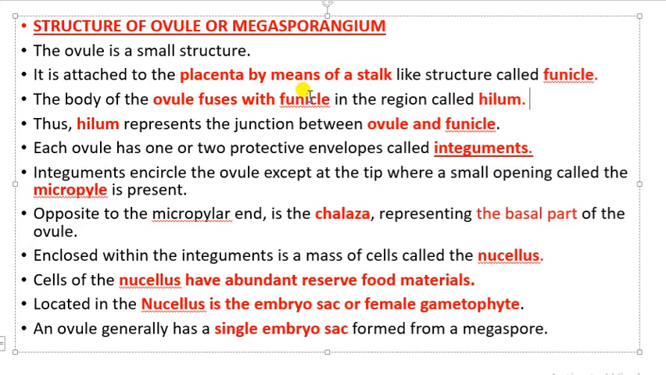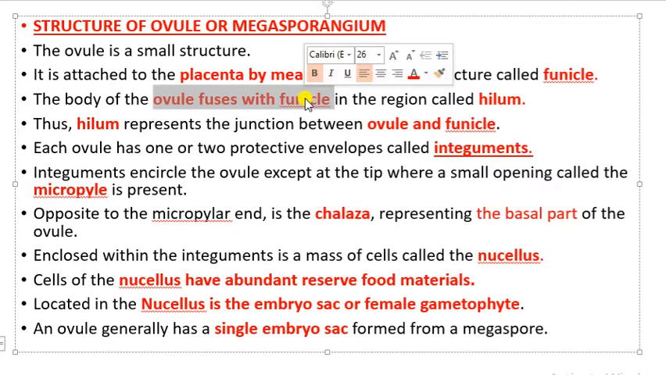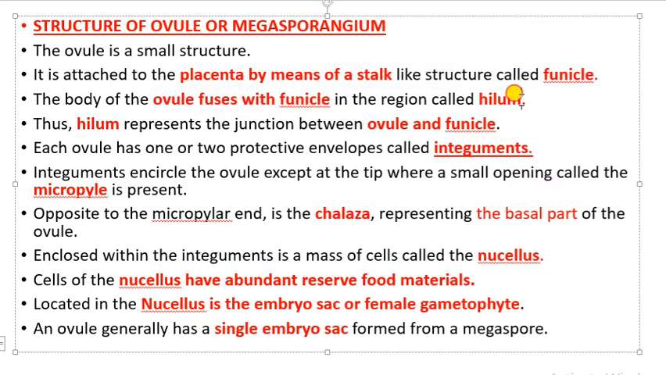Through this placenta, nutrition is given to the ovule. This ovule fuses with the funicle, and the fusion region is known as the hilum. So the hilum is basically a junction between the funicle and the ovule.